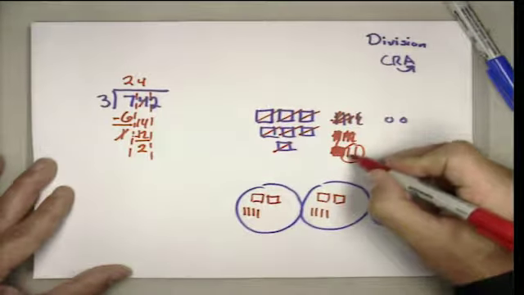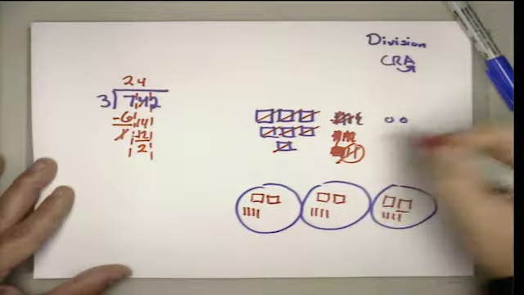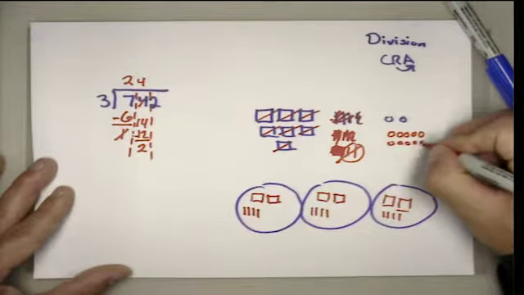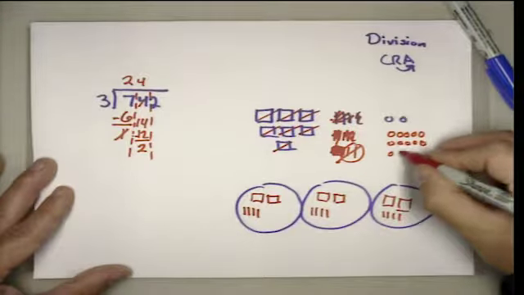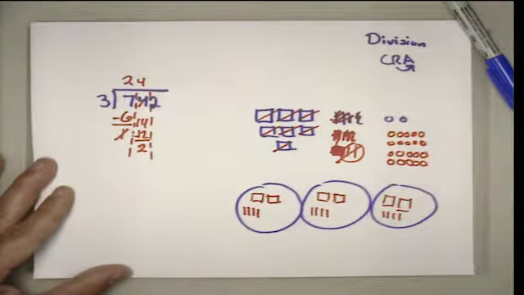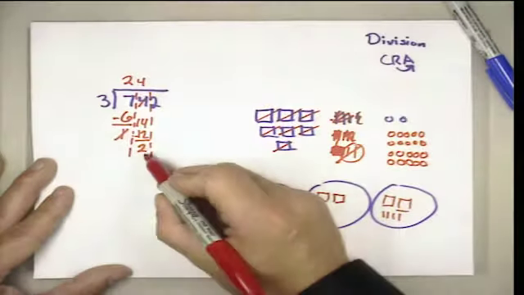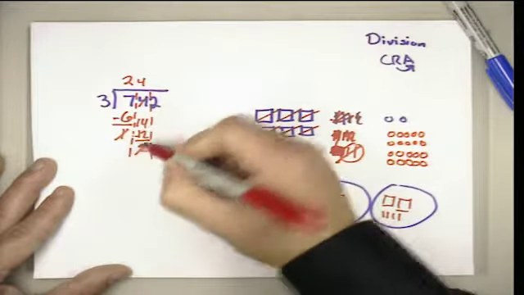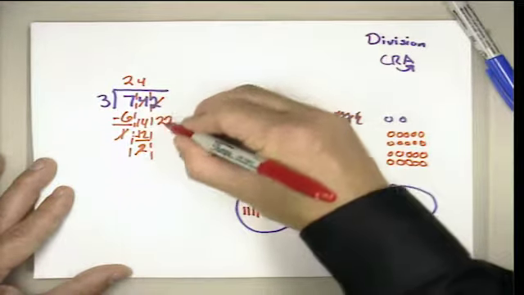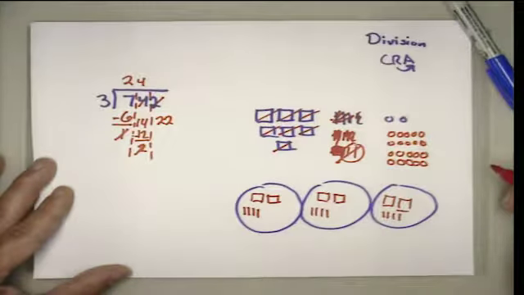Can't divide those, so now I'm going to decompose. That's going to give me 1, 2, 3, 4, 5, 6, 7, 8, 9, 10. There's 10, and 1, 2, 3, 4, 5, 6, 7, 8, 9, 10. So now I've traded those 2 10s in for 20 1s. What we've done over here is say those 2 10s are going to come over and become 1s, and that's going to give me a total of 22 1s.